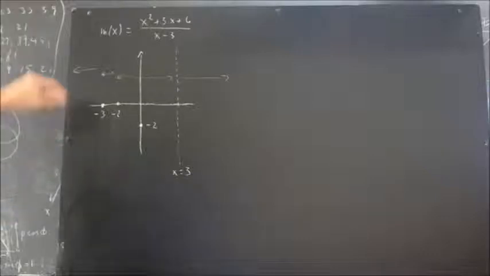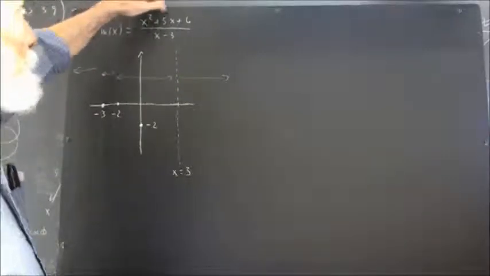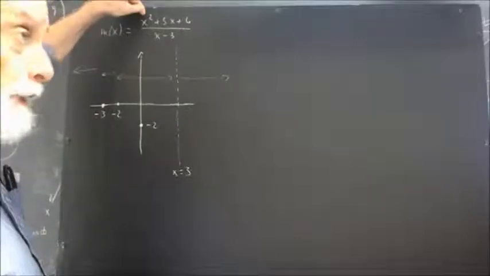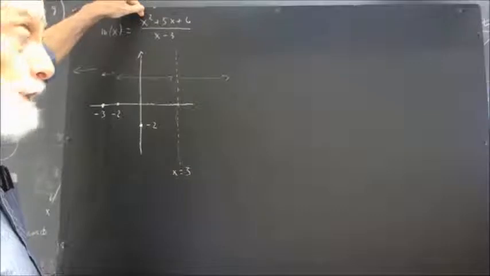Okay, so to the left of -3, what do we have? Well, if x is a big negative number, say -100, if you square -100, you get 10,000. 5 times -100 is -500. Well, that's not very big compared to 10,000, and neither is 6, so it's clear that the numerator is going to be positive.